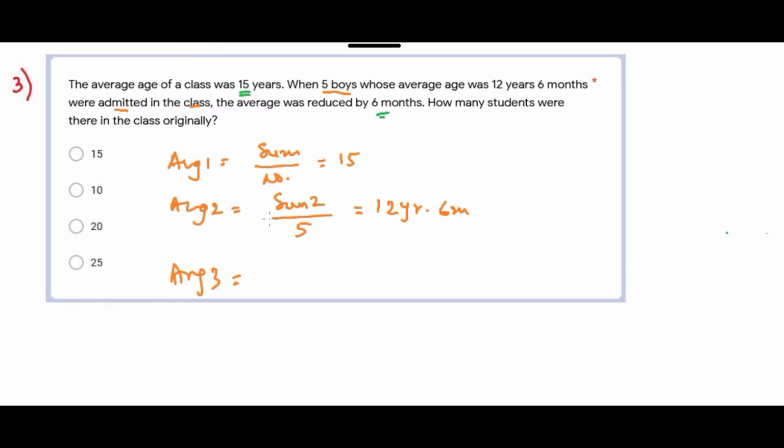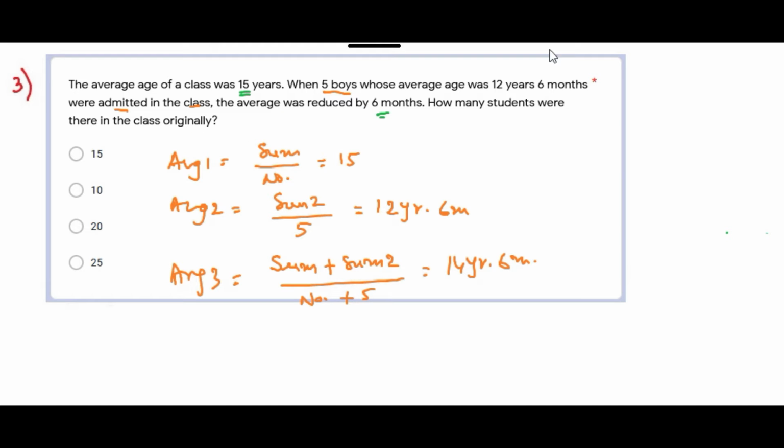Now how can we proceed? We can proceed with the sum. Sum plus sum 2 divided by the number plus 5 is equal to the average reduced by 6 months. So it is 14 years 6 months.